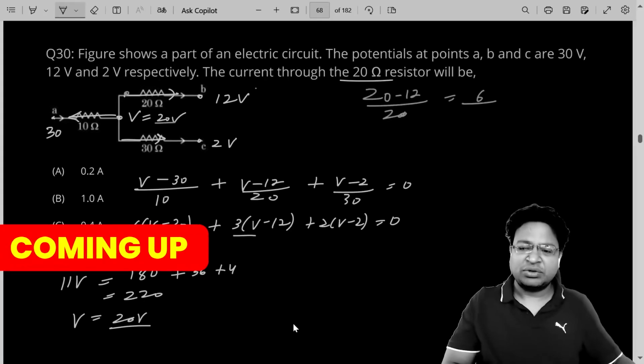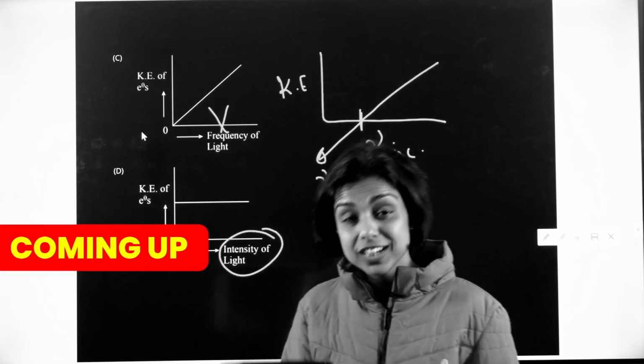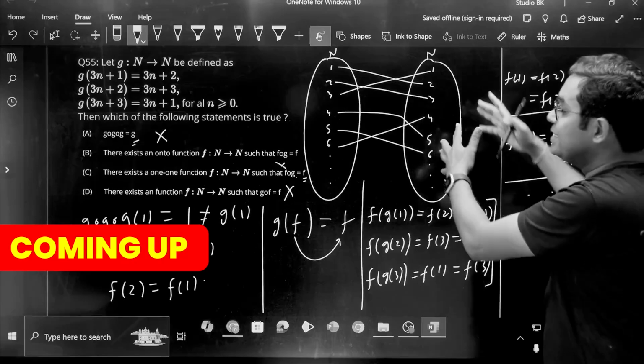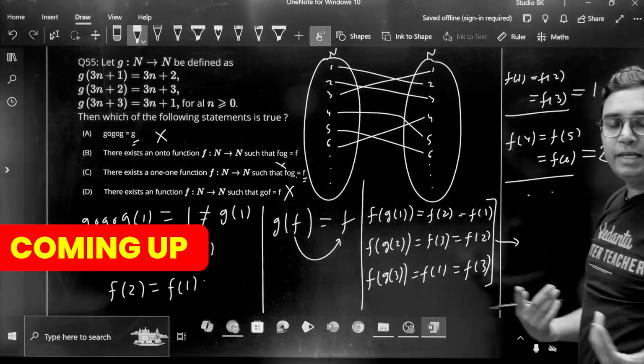So you get 8 upon 20. So that is 4 upon 10. So 0.4 ampere. So option C would be the right answer. So whatever may be the intensity, if the condition is satisfied that the incident radiation has frequency more than threshold, every value of this n is also connected to some value in the domain. So that is the condition for a function.